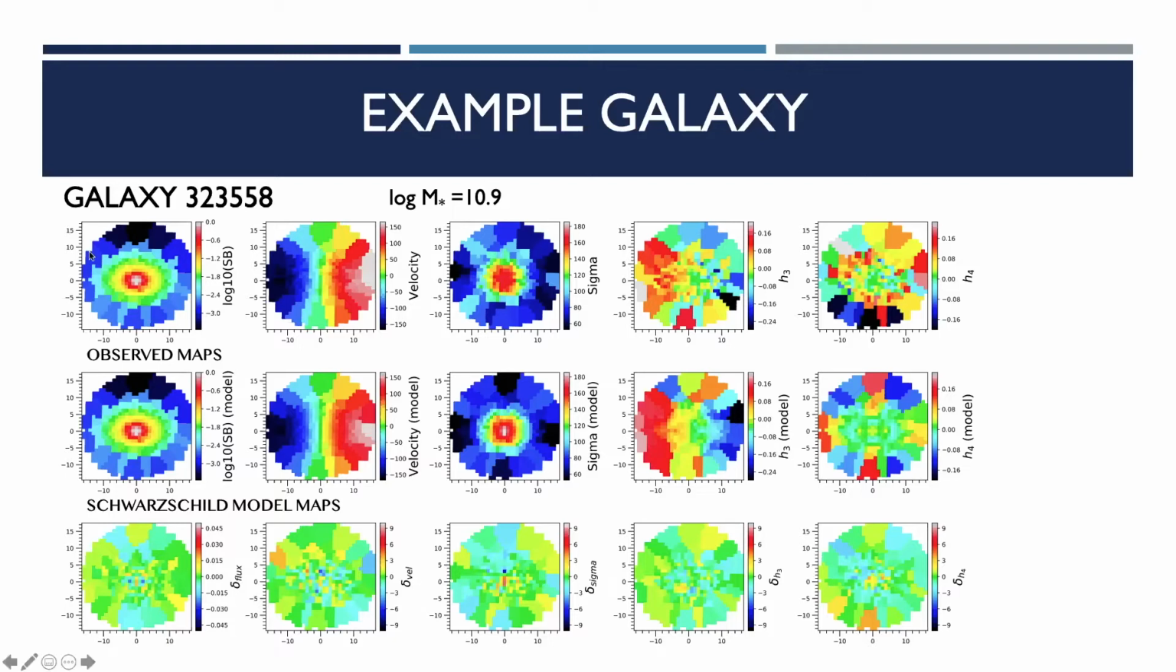We have the observation maps in the top row: luminosity distribution going from left to right, then line of sight velocity, dispersion, H3 and H4. Then the second row is the best fit models created from the Schwarzschild code, and the residuals are in the bottom row. As you can see, the models reproduce quite well the observed maps, although not perfectly, but it's still great.